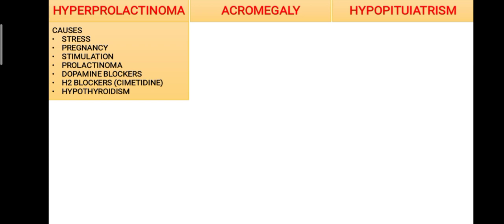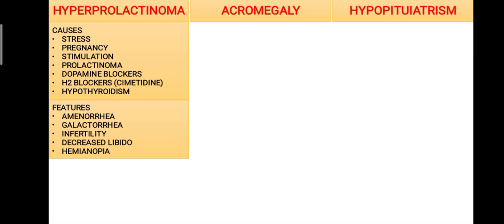H2 blockers like cimetidine can cause hyperprolactinemia, and an important cause is also hypothyroidism. Whenever there is hypothyroidism, we know that the T3 and T4 are low, but the TSH is high. This TSH goes back to the pituitary and may cause an increase in prolactin also. That is how hypothyroidism is related with hyperprolactinemia.